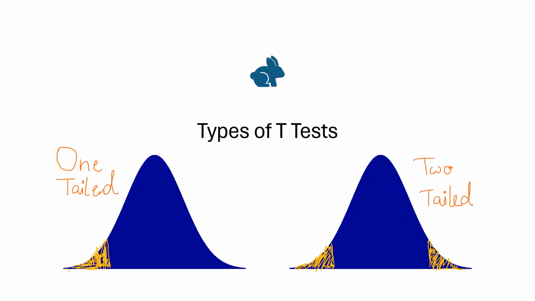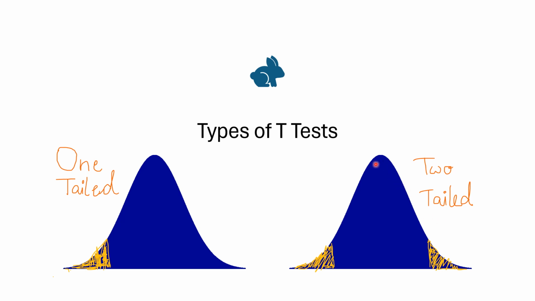Okay, now we have types of t-tests. We have seen one classification, that was one sample, two sample or independent samples, and paired samples. Now there's another classification of t-test: either we take a one-tailed or a two-tailed t-test. As you can see here, if we consider just one end of the bell curve, it's called a one-tailed t-test. But if we consider both tails of the bell curve, then it's called a two-tailed t-test.